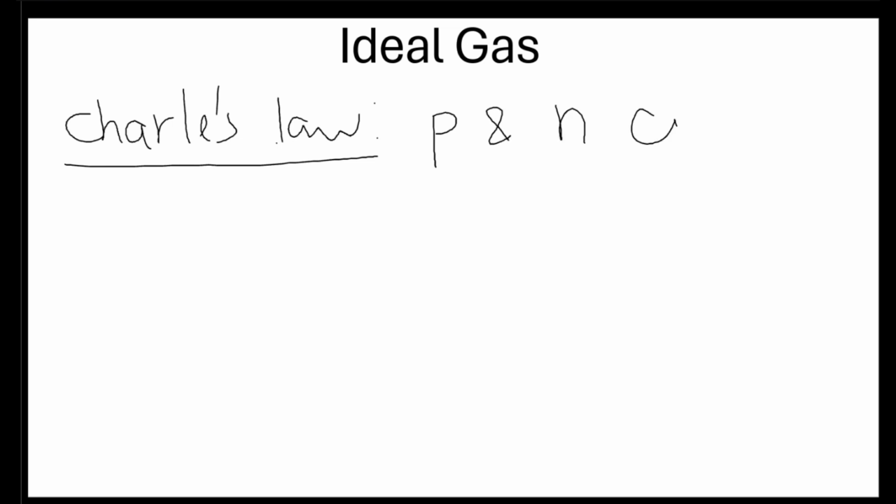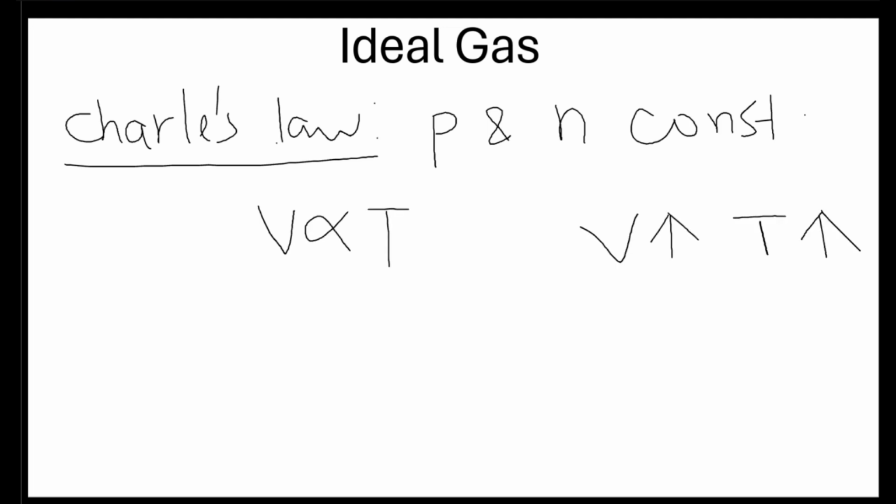Next up we have Charles' law. This law helps us understand the relationship between volume and temperature when pressure and number of moles are constant. According to Charles' law, if we keep pressure and number of moles constant, volume will be directly proportional to temperature. That means if volume increases, temperature will also increase.